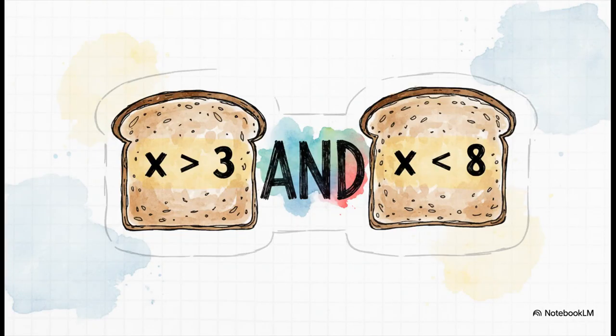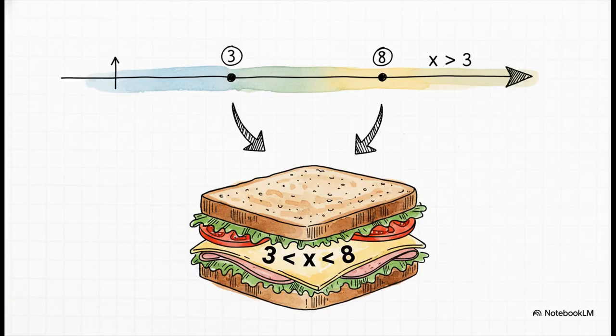It looks a little weird, right? It's really just a sandwich that's been pulled apart. You've got 2 separate rolls connected by that super important word and. We need to find the numbers for x that are greater than 3 and, at the same time, less than 8. That word and is everything here. It means both of these things have to be true at once.